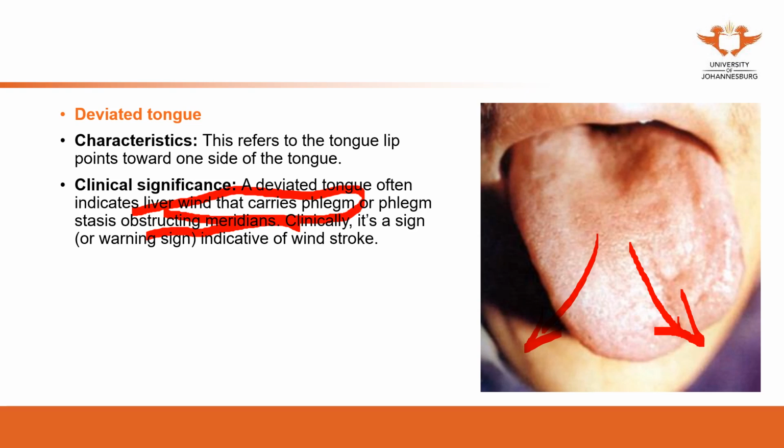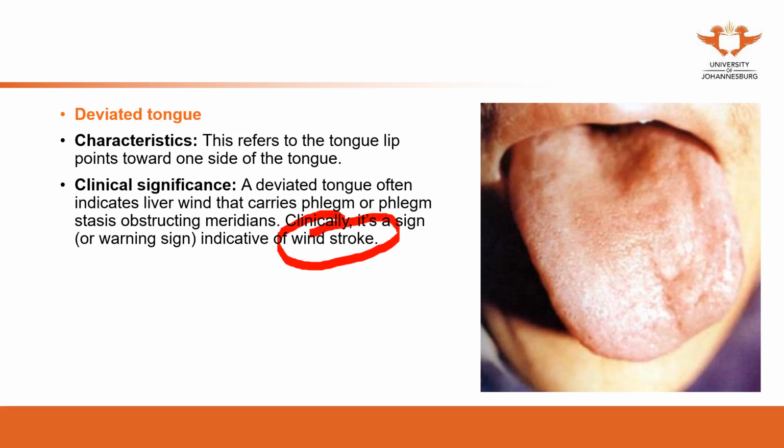This is a warning sign of wind stroke. The wind stroke is also the stroke. This deviated tongue mostly happens in patients with stroke. After a stroke, some patients can present with this kind of tongue. When they put the tongue out, you can see the tongue move to one side.